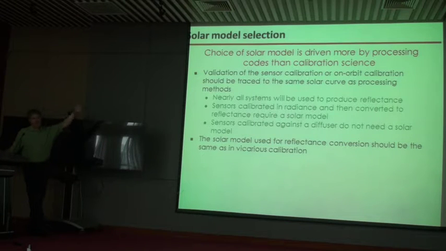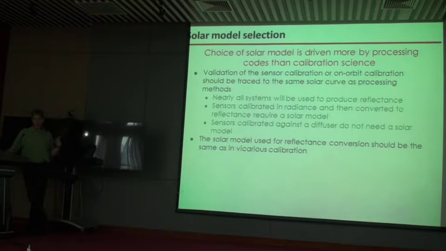You want to talk to your validation community, you want to talk to your user community, you want to talk to your calibration community to find out how they're actually assessing the calibration on orbit for the system. If it's a diffuser-based calibration, then everything's in reflectance anyways, so there's no problem with the solar model. You just make sure you're using it consistently between your calculations and theirs. Used going up and going down, it makes no difference.